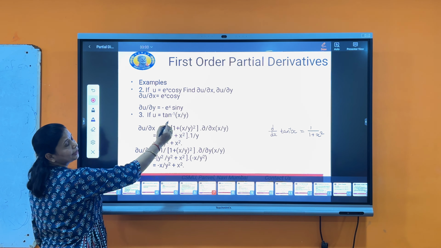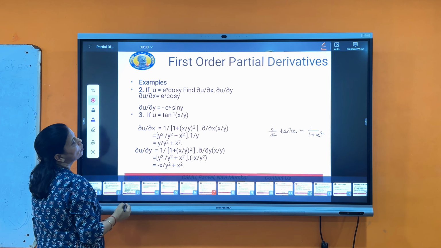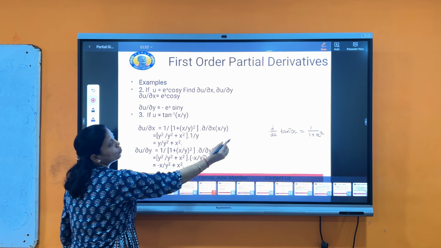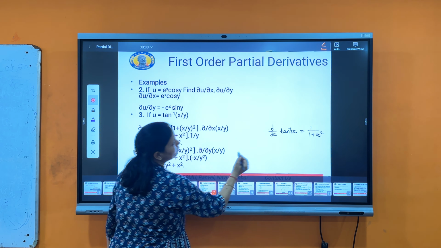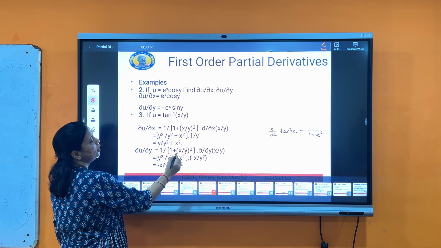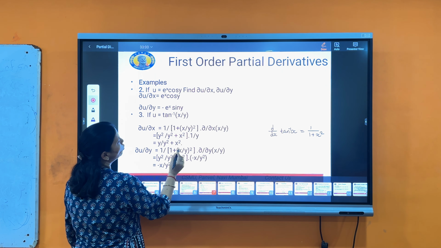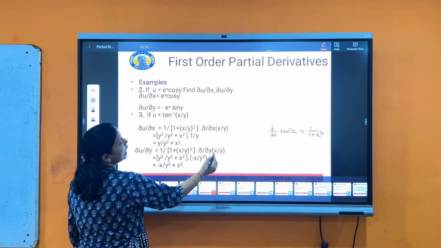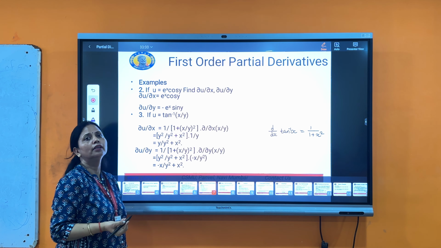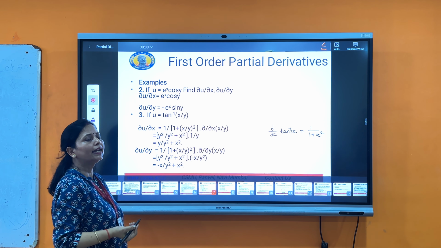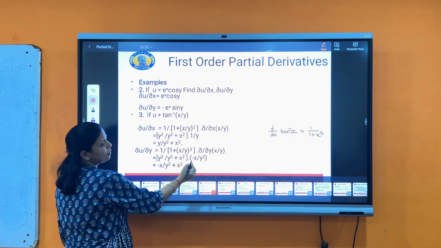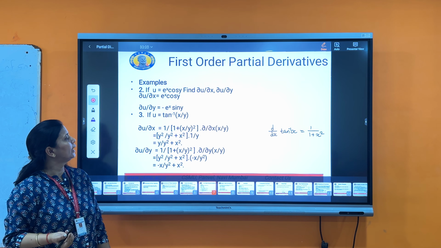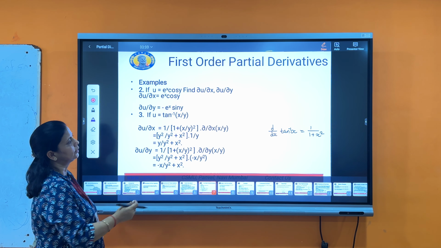Again, if you differentiate the same tan inverse x by y with respect to y, again tan inverse is the function of x by y. So applying the same formula, we replace x by x by y. That is 1 upon 1 plus (x by y) whole square into the derivative of the inner part of the function, x by y, with respect to y. The derivative of 1 upon y is minus 1 upon y square and we get minus x upon y square. So after simplification, we get minus x upon y square plus x square.